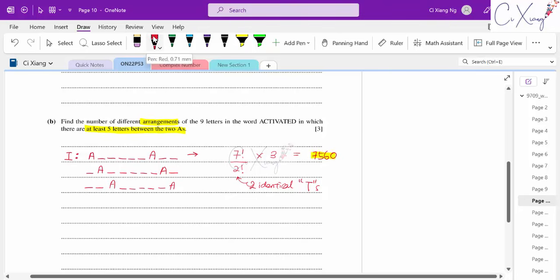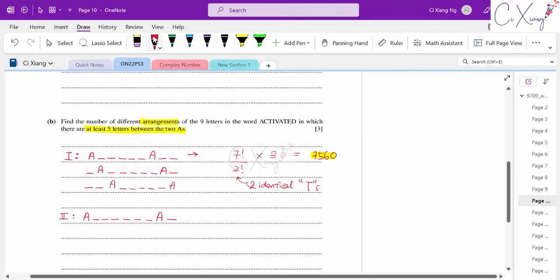Alright, so this is the case where we are having 5 letters between 2 A's. And according to the question, you can see that they are looking for at least 5 letters between 2 A's. So just now we listed out the cases for 5 letters between 2 A's. Now we are going to list out 6 letters between 2 A's. So I'm having A, then 1, 2, 3, 4, 5, 6, then followed by the A, and lastly we are having 1 letter at the back.